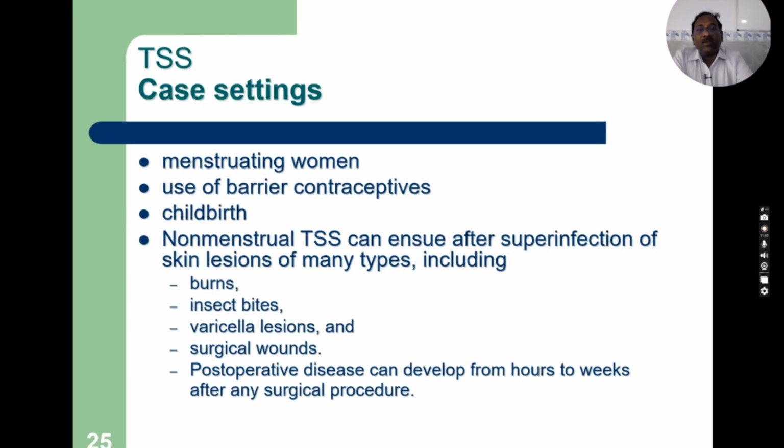So mostly menstruating women, use of barrier contraceptives, and childbirth. Non-menstrual TSS can occur after superinfection of skin lesions following burns, insect bites, varicella lesions, surgical wounds, post-operatively.